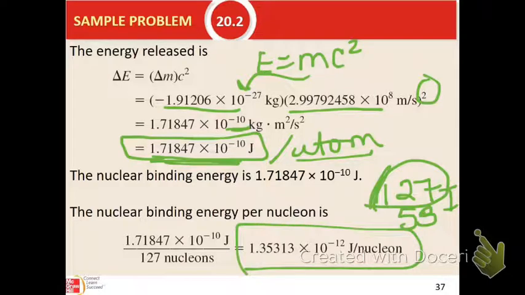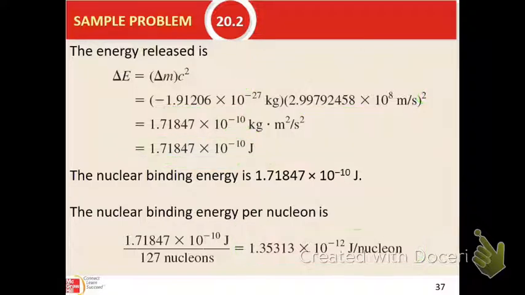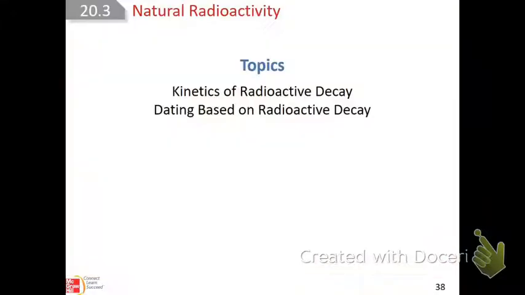Now, I would probably stop at how many joules per atom, but you should be able to do both because it's just one more division. It looks daunting, but each step is not difficult. Okay? And then the other thing that we're going to do is radioactive decay, but I'm going to put that on a different PowerPoint.